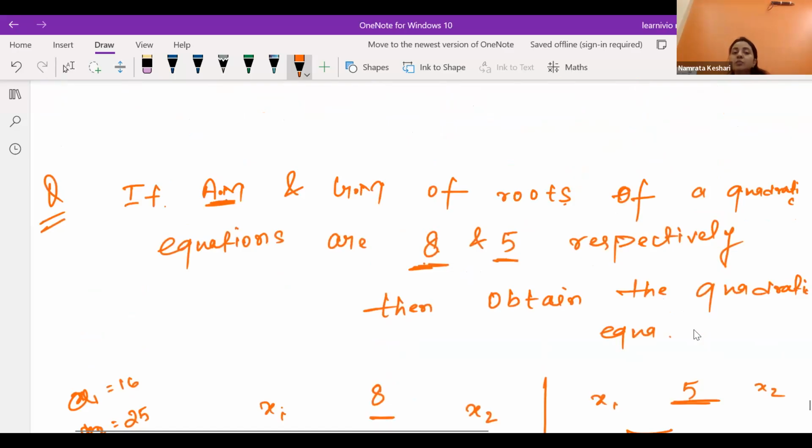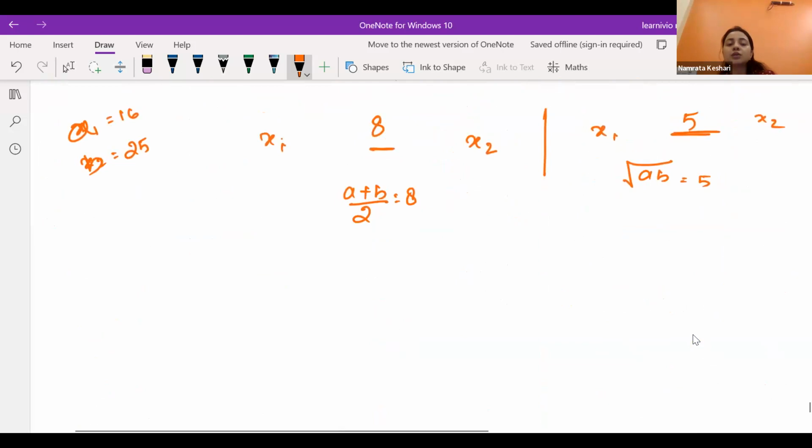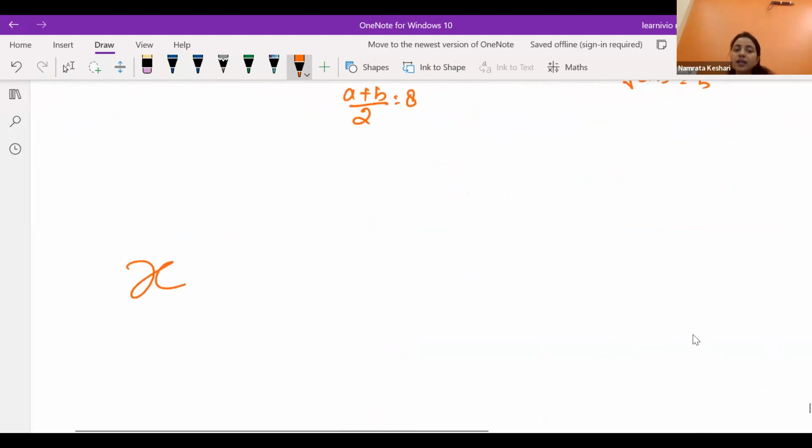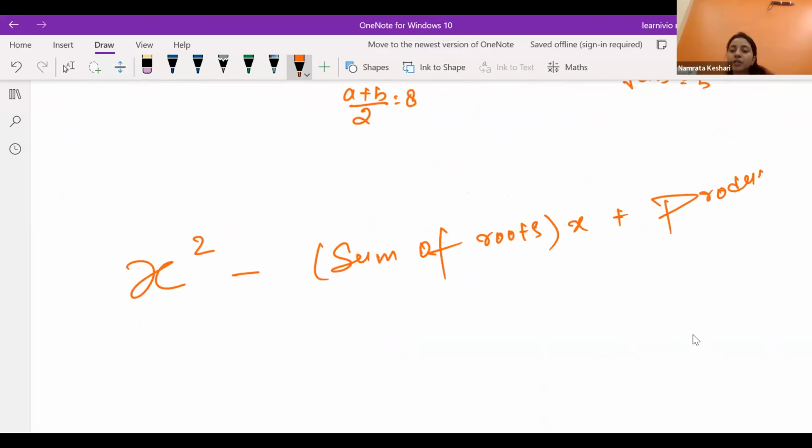If arithmetic mean and geometric mean of roots are given, whatever we have found in the end, those are the roots. If we know the roots, can we frame the quadratic equation? Do you know that x square minus sum of the roots into x plus product of the roots equals 0 will give you the quadratic equation? Ali and Alina, you must have learned this in the previous class, right?